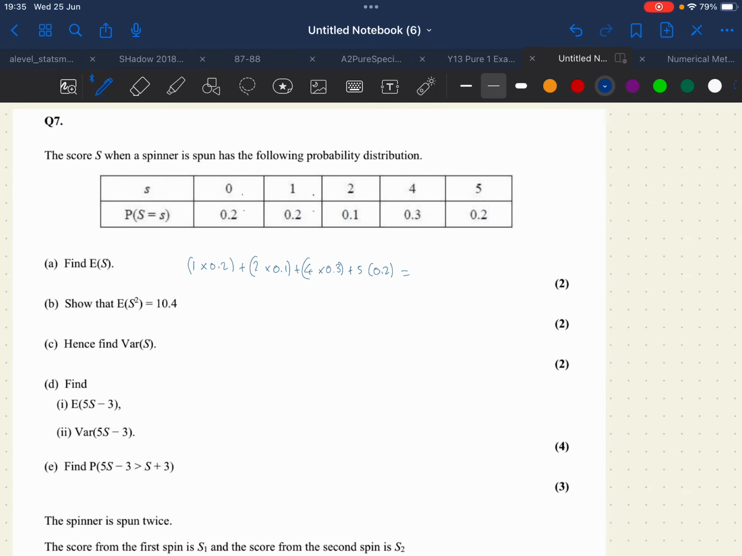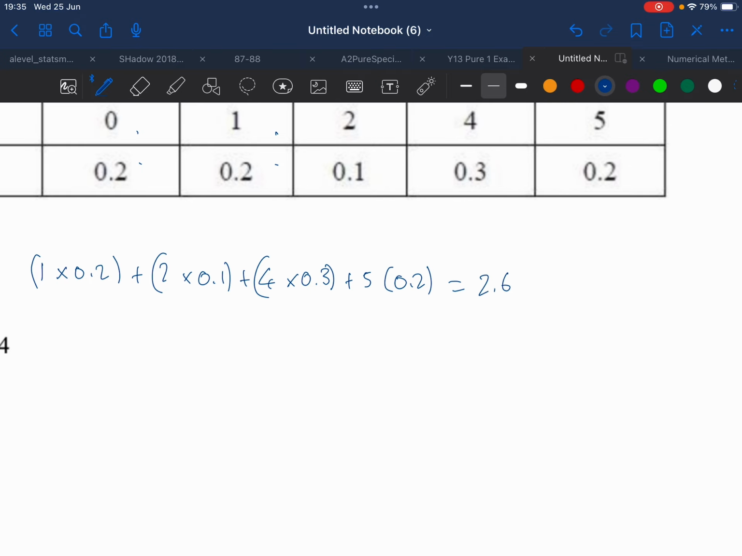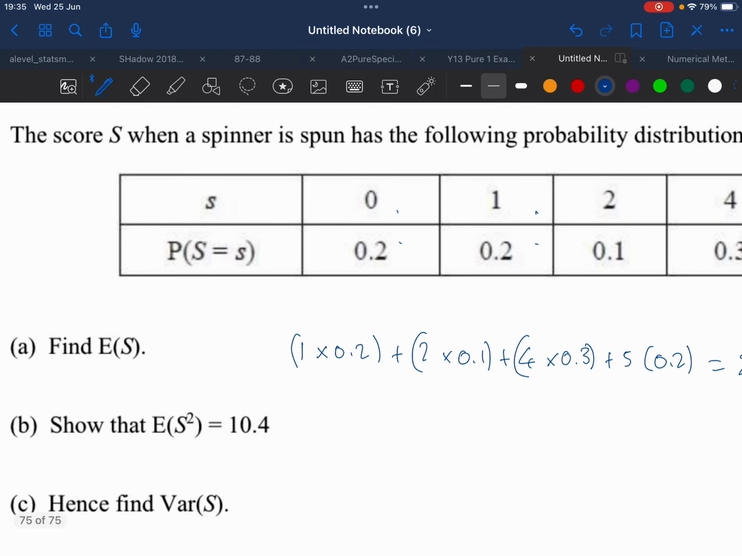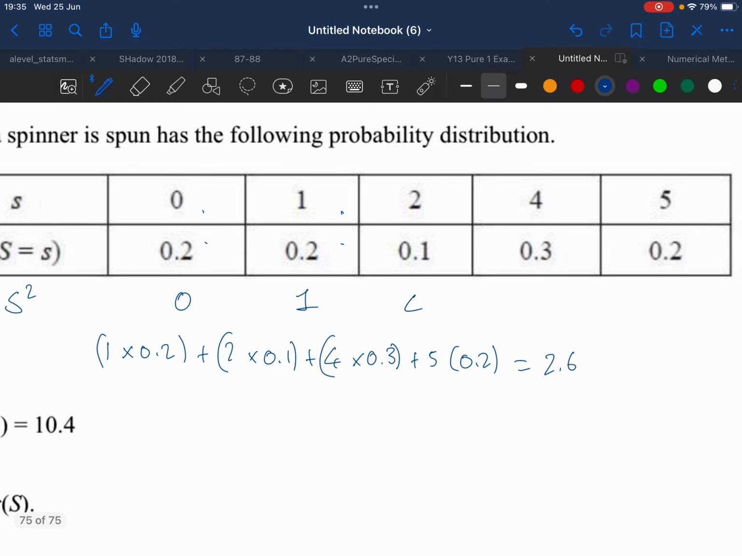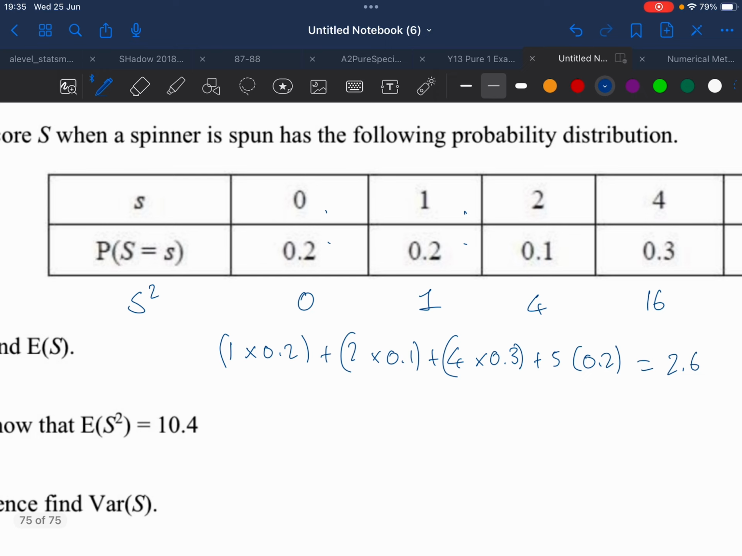And our calculation for that one comes out as 2.6. Okay, next, expected value of s squared. Extra row on the column for s squared here if you like: 0, 1, 4, 16, 25. So we can copy this one again, 1 times 0.2, then we can do a 4 times 0.1, a 16 times 0.3, a 25 times 0.2. Let's do it consistently. And that should give me 10.4.